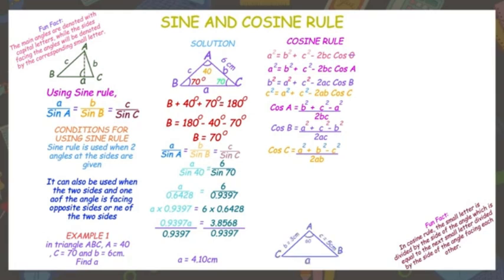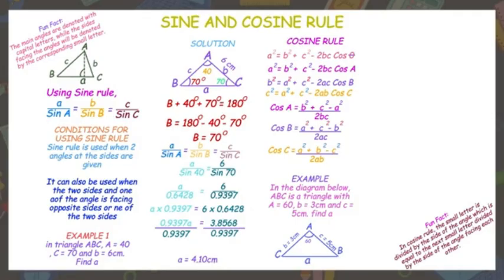Now, this is a question. Here we are going to use cosine rule. Why? Because in the question, two sides are given and then included angle. That is angle A, 60 degrees. Two sides and included angle. Then another condition where you can use cosine rule is when the three sides are given.